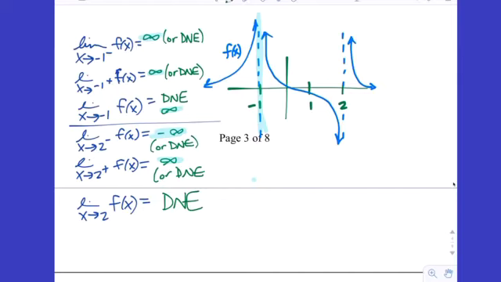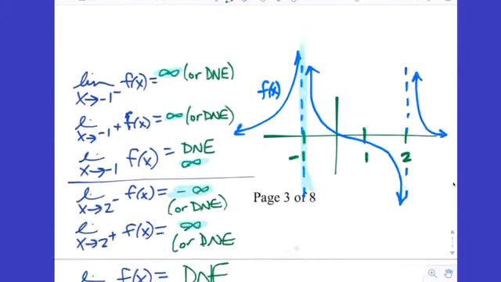Now, in each of these cases, what is the function value at -1 or the function value at 2? Let's throw that in there. What is f of -1?